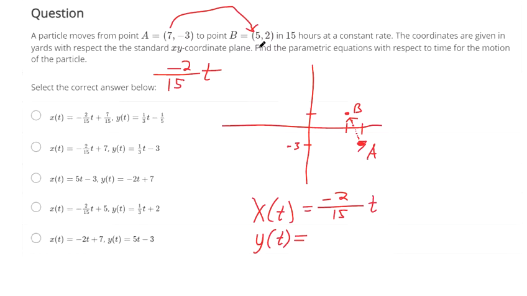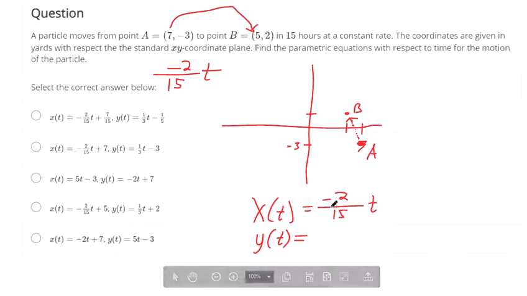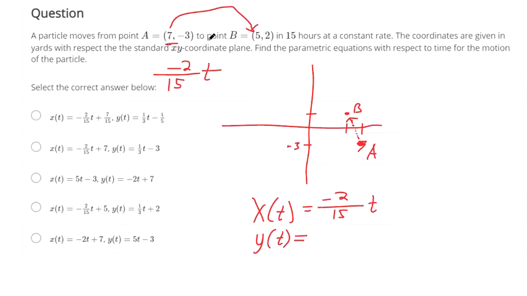You know, if you plug 15 into this equation for x, 15 times negative 2 over 15, that makes negative 2. That means we back up 2 units on the x-axis, which is exactly what happened up here, right? We backed up 2 units on the x-axis.